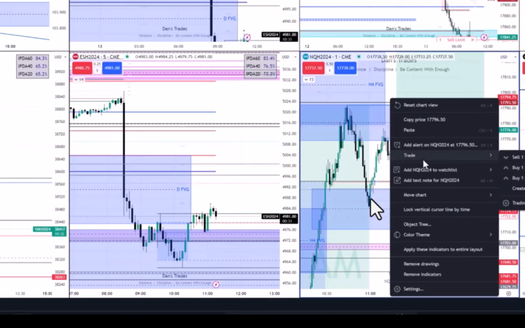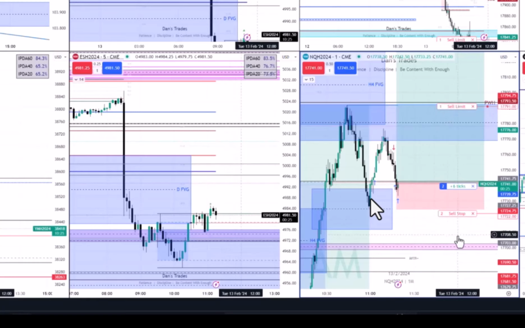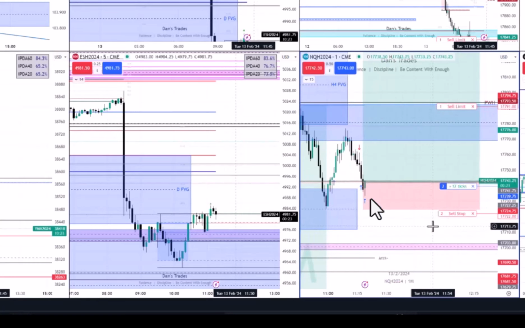Adjusting, putting a second limit order in, which would be right at short-term buy-side liquidity.